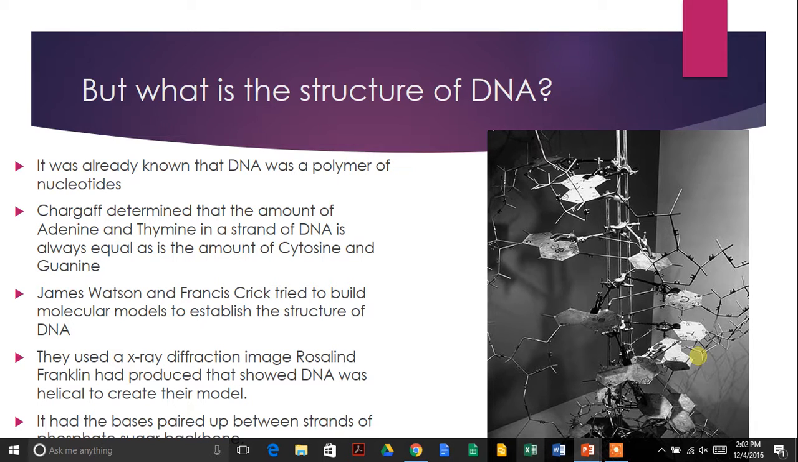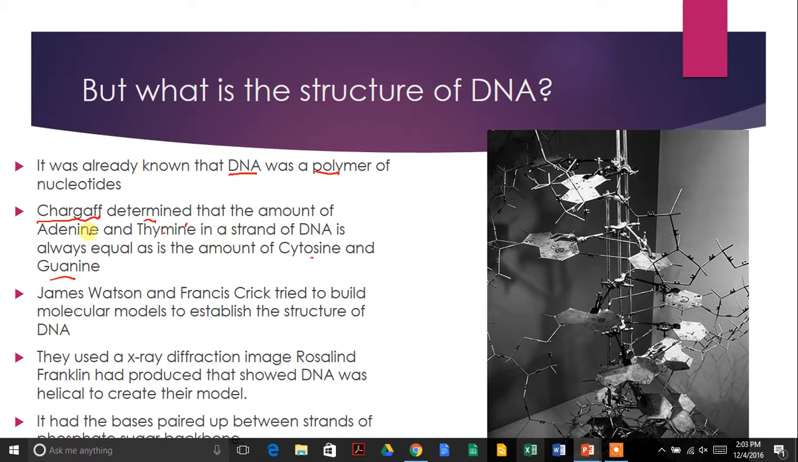So once we determined what the material of inheritance was, we need to figure out what the structure of DNA is. Well, scientists already knew that DNA was a polymer of nucleotides. It was made up of a phosphate and sugar backbone, ribose, and nucleotide nitrogenous bases, but they didn't know the overall 3D structure. Chargaff was really important because he determined that the amount of adenine and thymine in a single sample of DNA was always equal, and that the amount of cytosine and guanine were always equal.